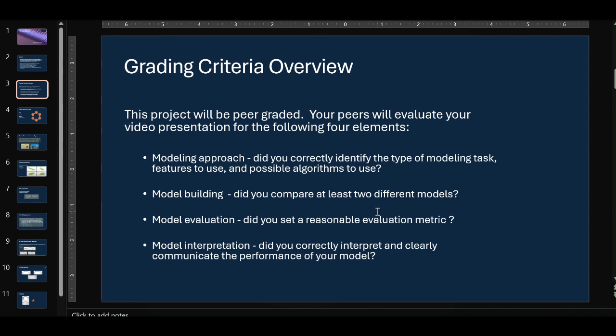Now, the grading criteria for this assignment would ideally evaluate the video presentation, the one which I'm now making, with respect to four approaches. One is the modeling approach: did I correctly identify the type of modeling tasks, the features to use, and the possible algorithms to use? Building the model: did I compare at least two different models while building the model? Evaluating the model: did I use a reasonable evaluation metric for that? And interpretation of the model: did I correctly interpret and clearly communicate the performance of the model and the output?